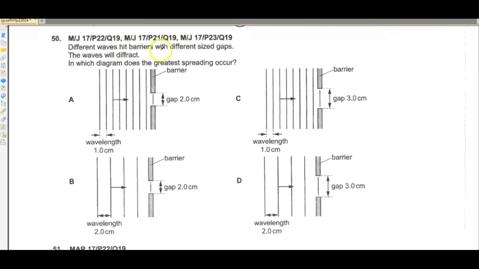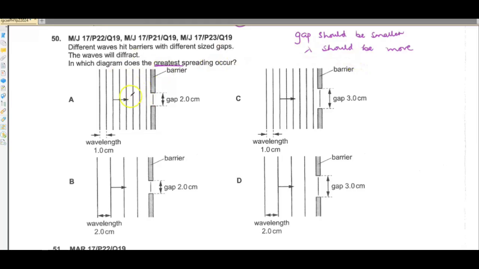Question number 50. Different waves hit barriers with different sized gaps. The waves will diffract. In which diagram does the greatest spreading occur? For the greatest spreading to occur, the gap should be smaller, and the wavelength should be more as well. More the wavelength, more the diffraction.